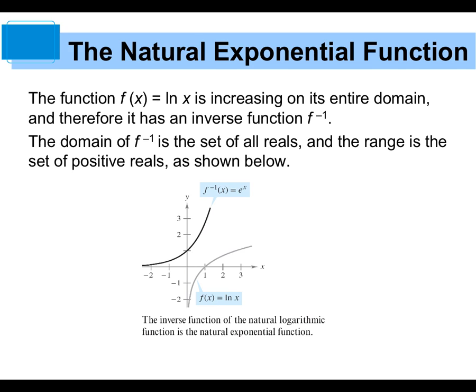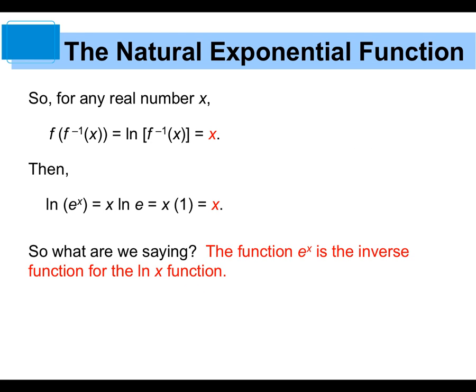You plug e to the x into the natural log, you get x. If you plug the natural log into e to the x, you get x. They're inverses. Notice this one passes through (1, 0), therefore that one passes through (0, 1). This is also constantly increasing, so it's also strictly monotonic, which you would expect because they're inverses of each other. It's asymptotic to the x-axis. We knew that.